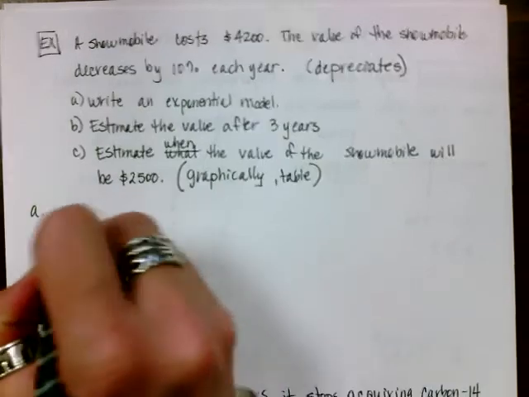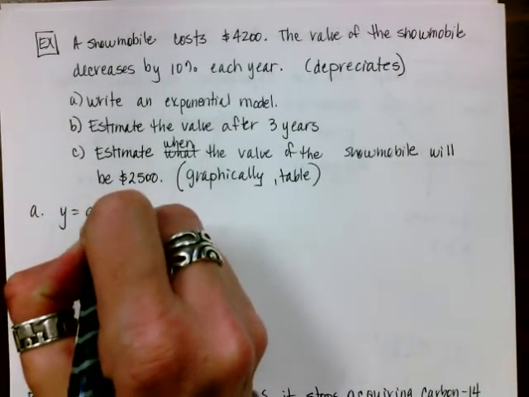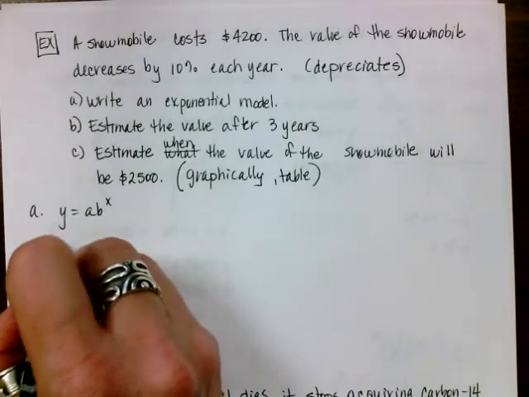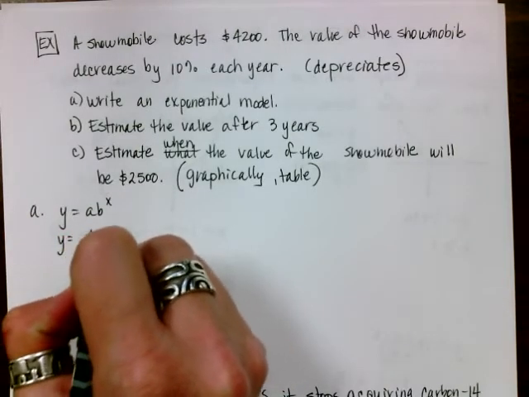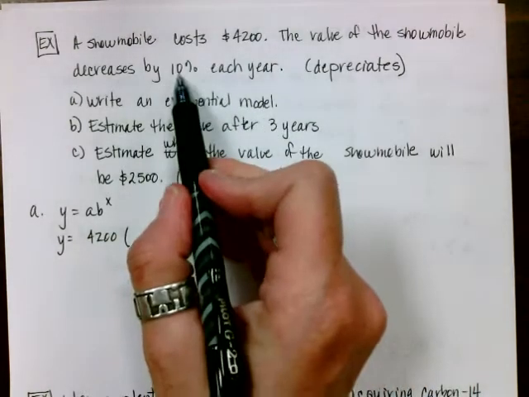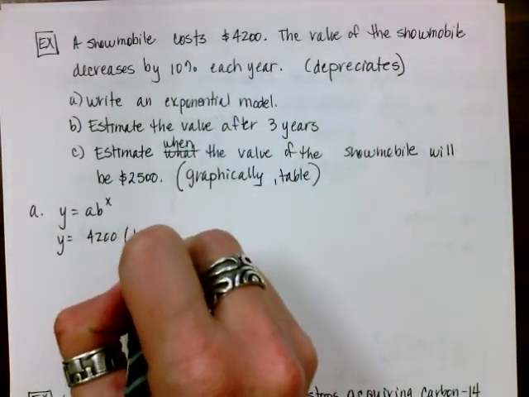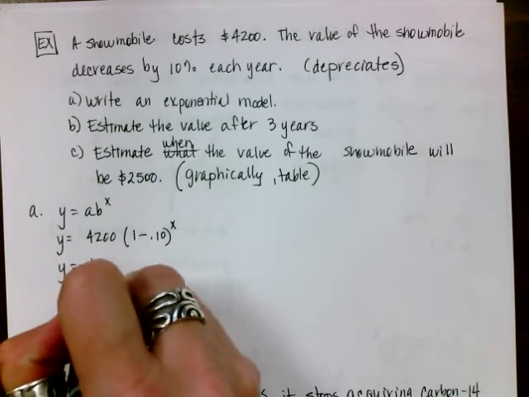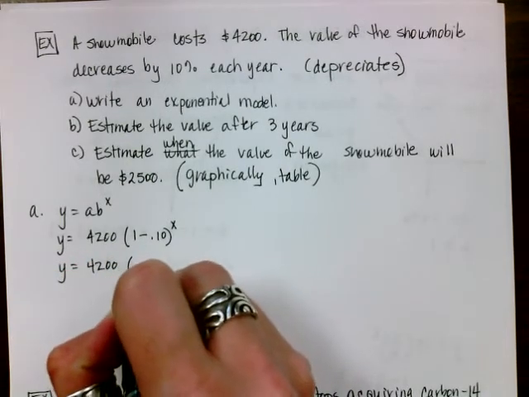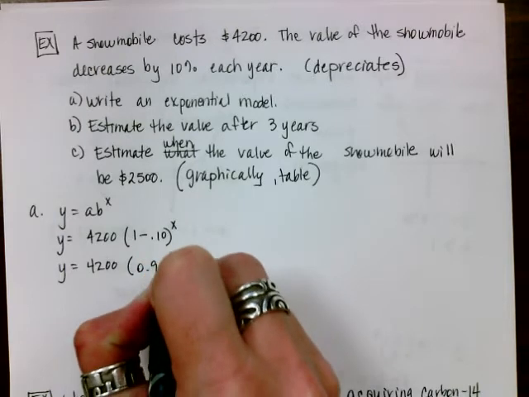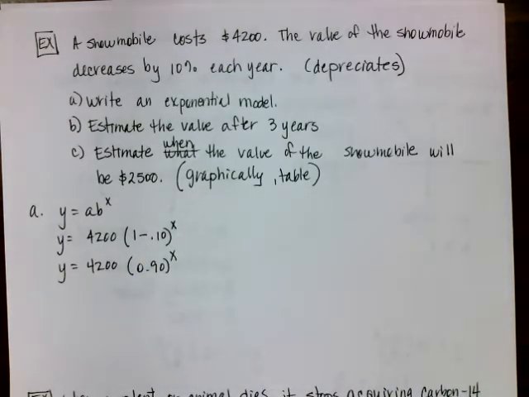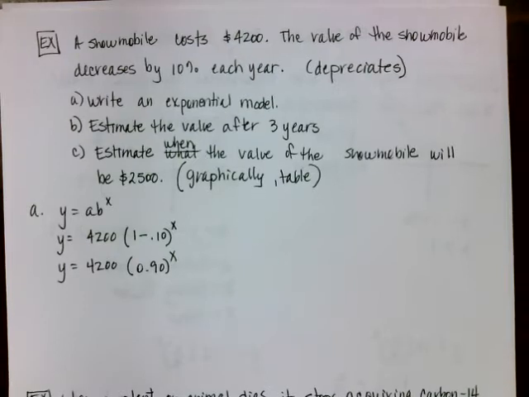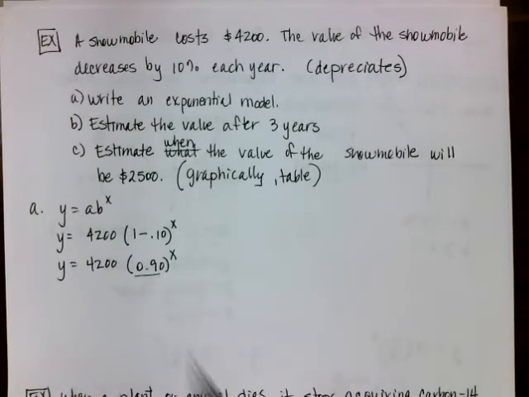So if I do A, I'm going to have y is equal to a b to the x. My initial value is the 4,200. My b, it's decreasing by 10%, so it's going to be 1 minus 0.10 and then raised to the x. And then if I simplify that, I'm going to get y is equal to 4,200 times 0.90 raised to the x. So that's my model, and notice it's decay, and I know that it's decay because that's a decimal, it's less than 1.